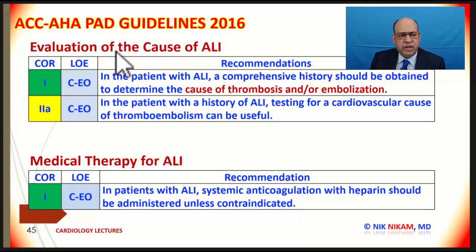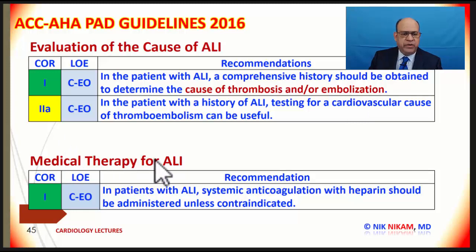Evaluation of the cause of acute limb ischemia. Acute limb ischemia can be related to either thrombosis or embolization. So it is very important to look for evidence of thrombi or emboli coming from sources other than the extremity itself. And the major culprit, of course, is a clot coming from the heart chambers, especially in patients with pre-existing atrial fibrillation.